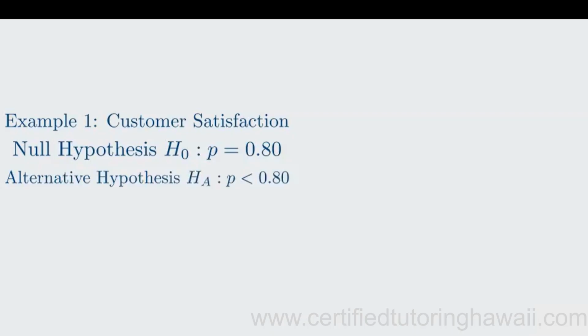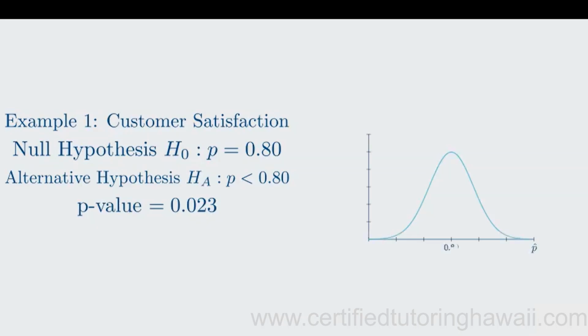To make this concrete, let's walk through a full example. Suppose a company claims that 80% of its customers are satisfied. A consumer group suspects the true proportion is actually lower. The group surveys 100 customers and finds that 72 are satisfied. They calculate a p-value of 0.023. How do we interpret this?